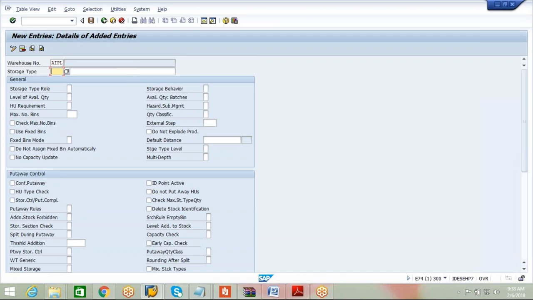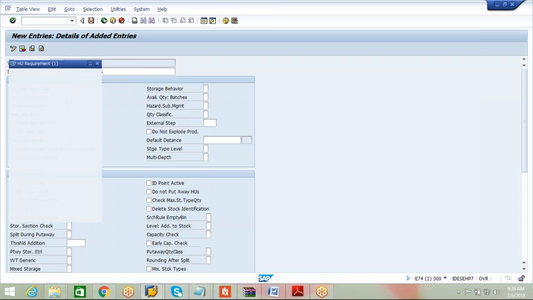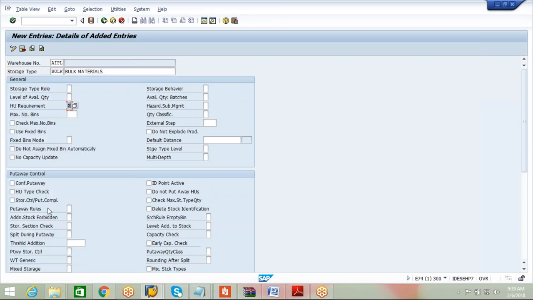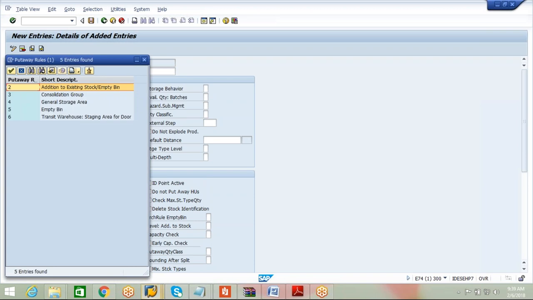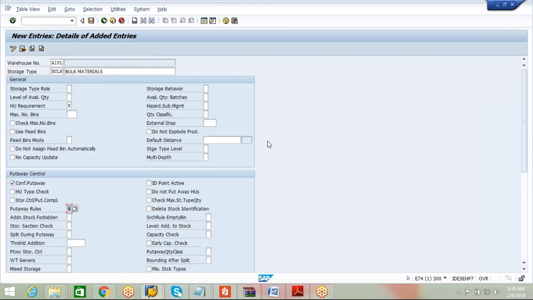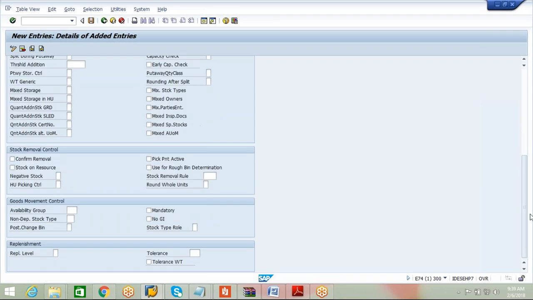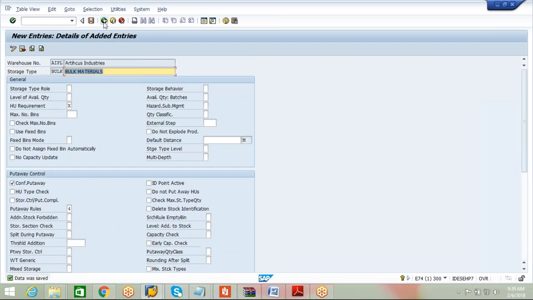Okay, bulk. Coming to bulk materials, only handling units I keep there. Only handling units. Confirm put away. Stock removal is general, open area. This one, bulk, and availability group 002. Mandatory.